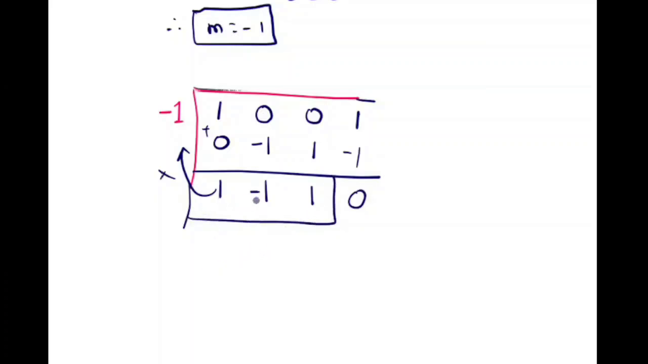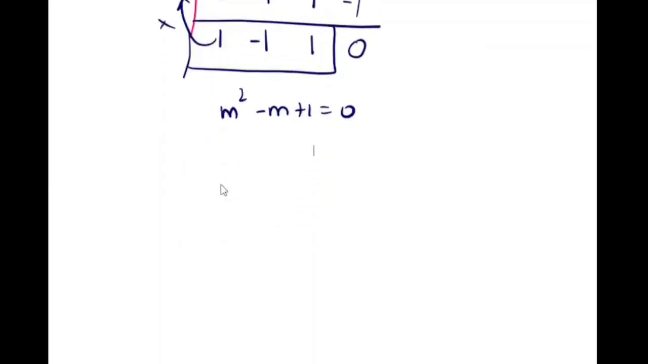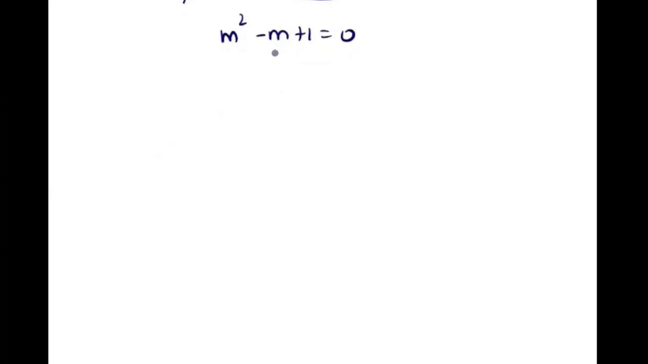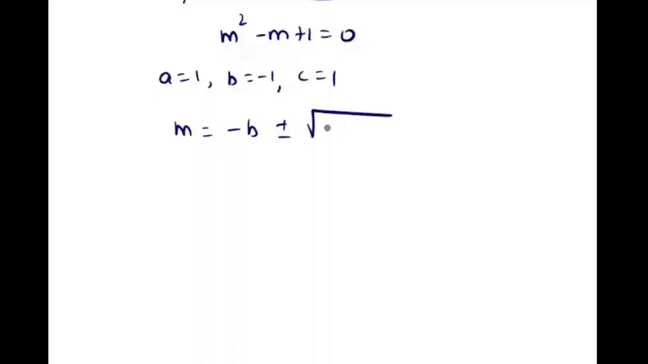So this is m square, m, constant. What do you write it as? m square minus m plus 1 is equal to 0. Now we need to simplify this. Factors are not available for this problem. So what do we do? We take a equals 1, b equals minus 1, c equals 1. We have a formula, m equals minus b plus or minus square root of b square minus 4ac, whole divided by 2a.